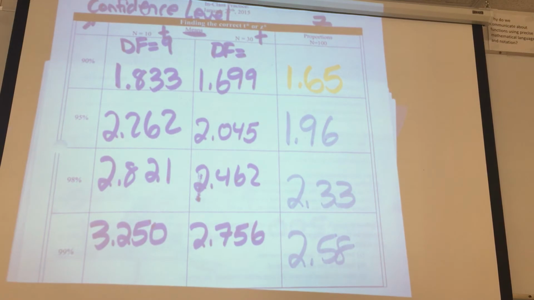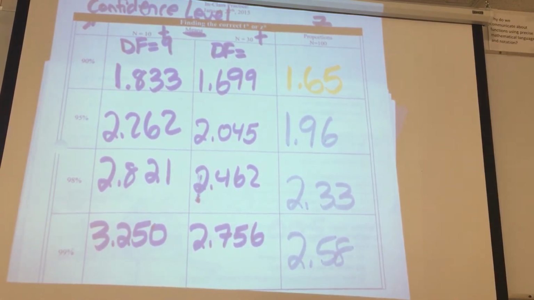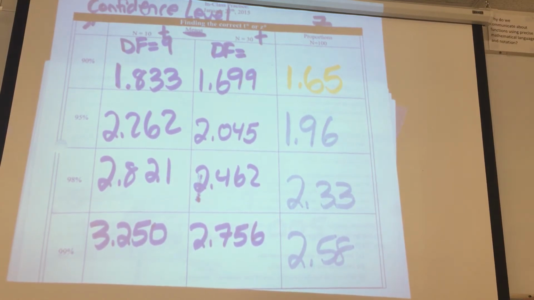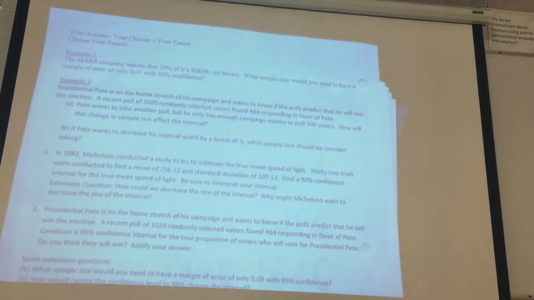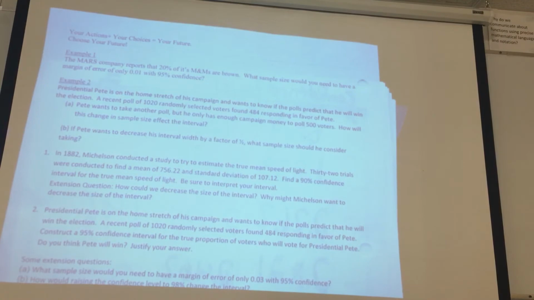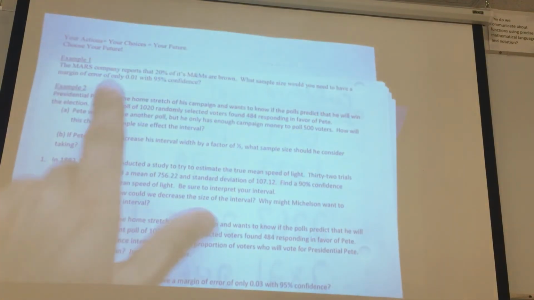Okay, let's take a look. We now have an interesting question on the back. So now let's look at how do we actually build these confidence intervals. That's where we're going. So let's look at number 1.